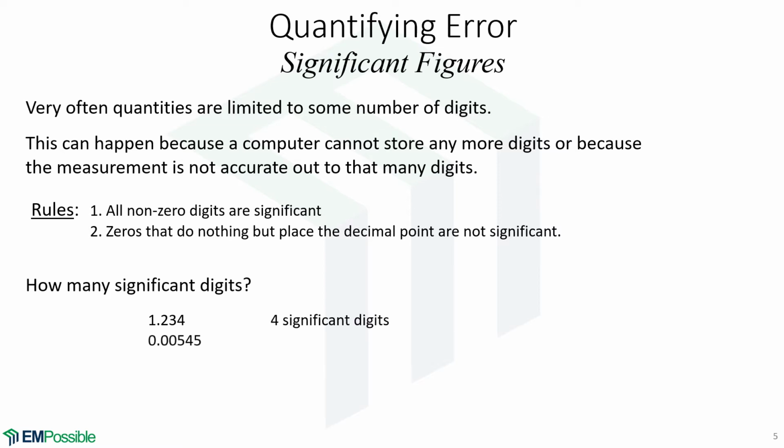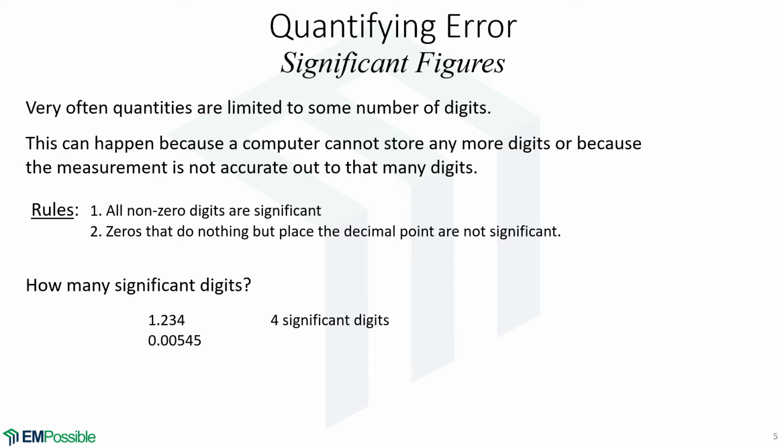Let's look at another number here. Okay, well, we have 3 non-zero digits. So we have at least 3 significant digits, but we have 3 zeros here. Well, zeros is the one that we have to give more thought to. Now, we could look at this and think, well, maybe we have 6 significant digits.